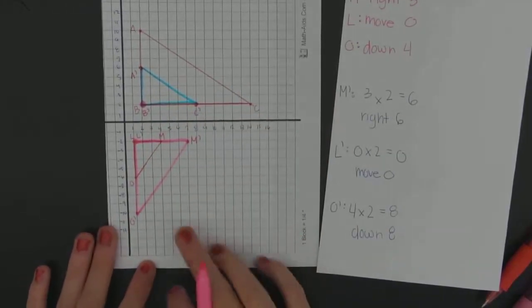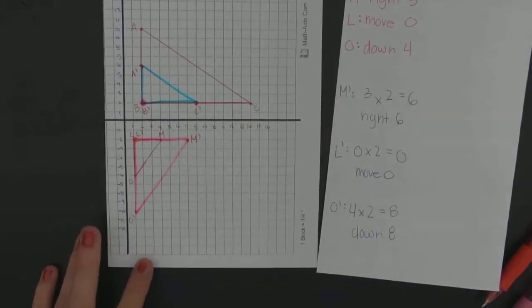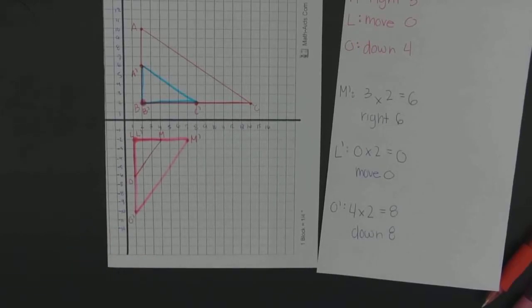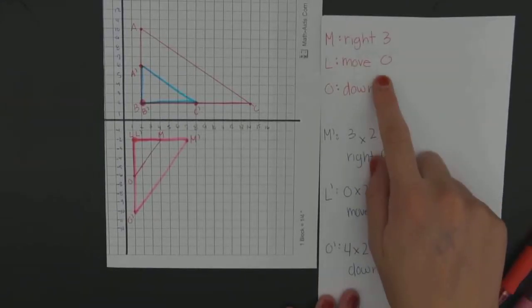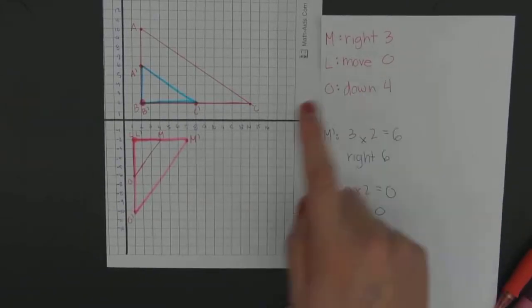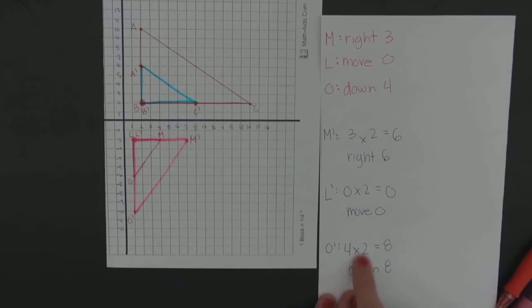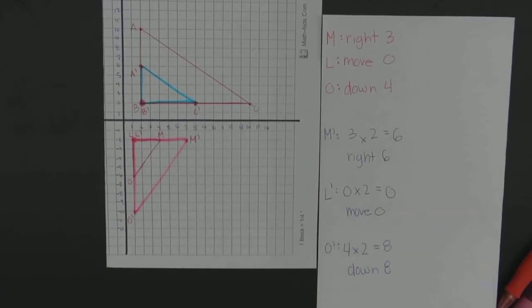So my dilation gave me a figure 2 times as big. Twice as big because my scale factor was 2. And again, all I did was I took the distances from my center of dilation and I multiplied those by the scale factor. And then I just graphed my new point.